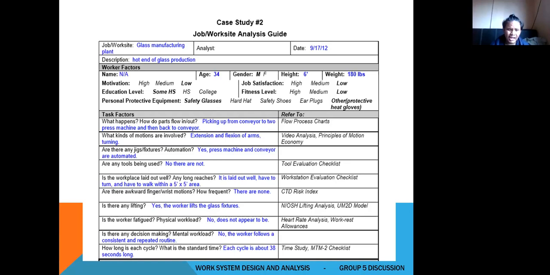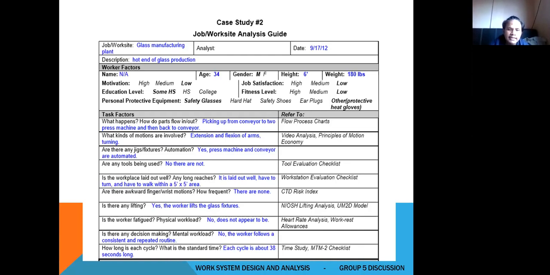And the third is, are there any jigs or fixtures or automation? Yes, the press machine and conveyor are automated. So we need the conveyor to press, and they will work automatically. And the fourth, are any tools being used? No, they are not. So this is referred to the tool evaluation checklist.